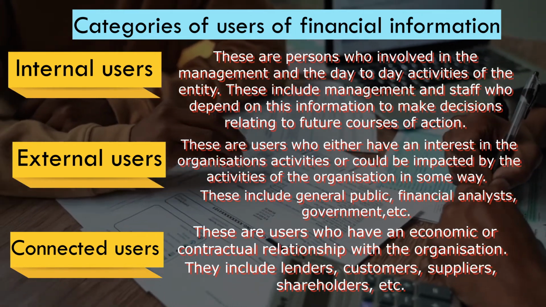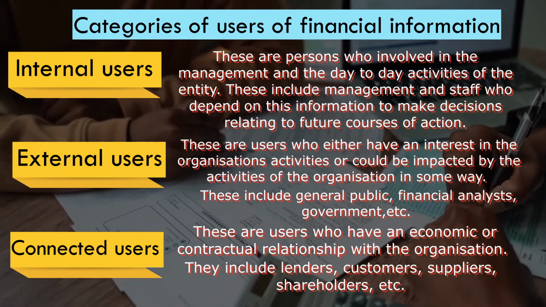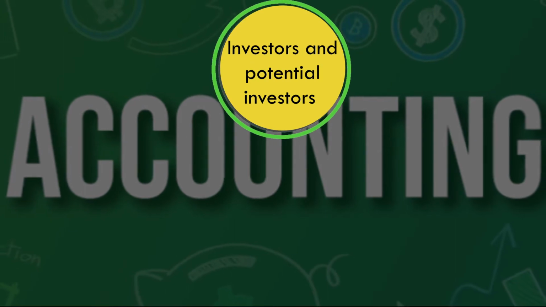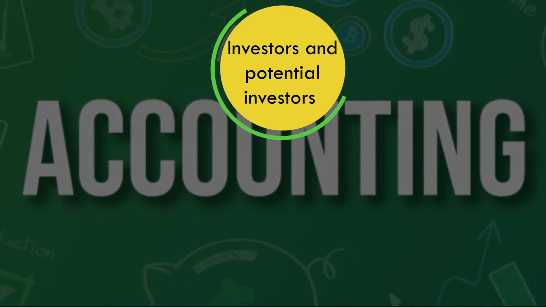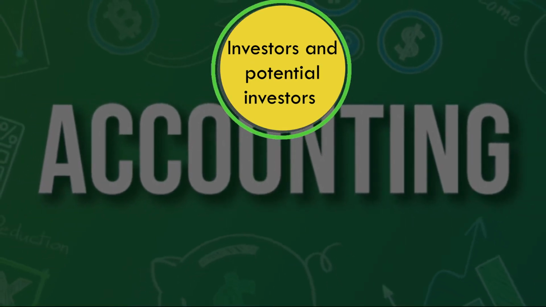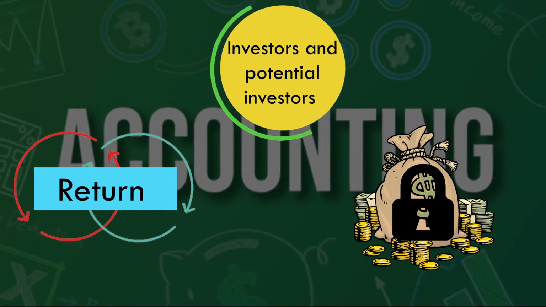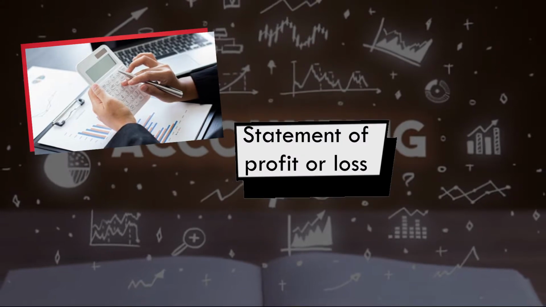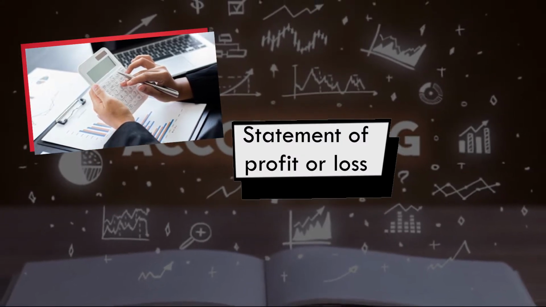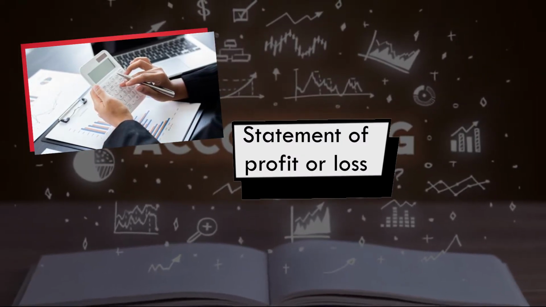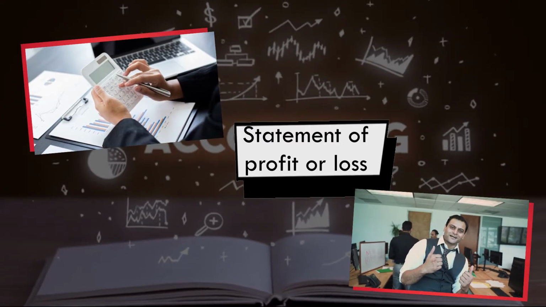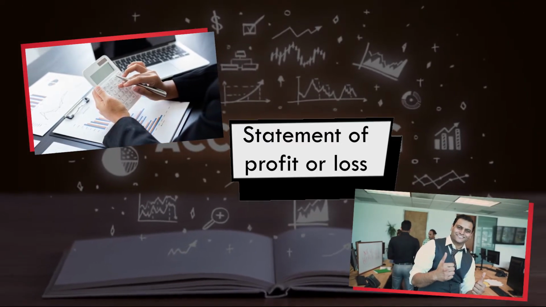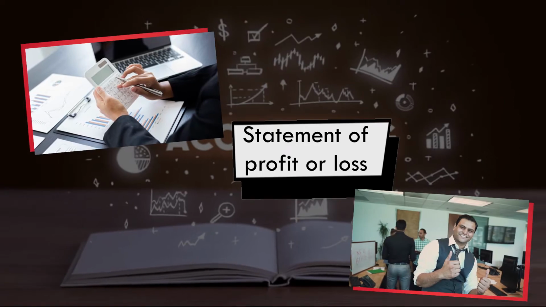The interests of these stakeholders are discussed as follows. Number one, investors and potential investors. These are interested in their return and the security of their investment. By looking at the current financial statements, such as statement of profit or loss, they are able to predict the future prospects of an entity. As such, they can establish whether the return in form of dividends is commensurate to their investment.